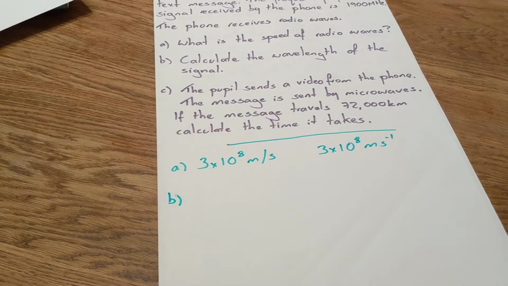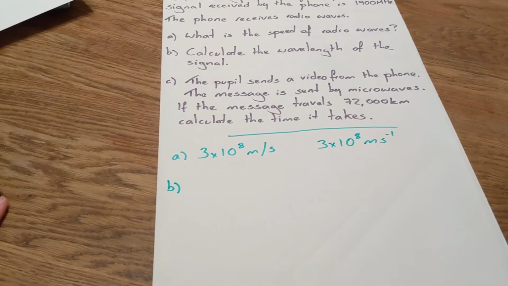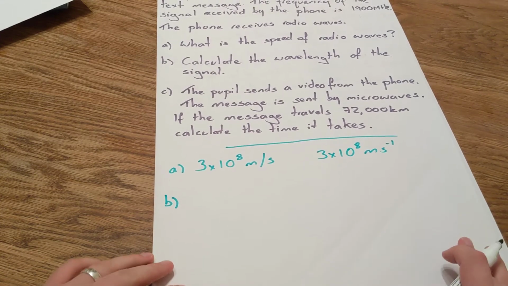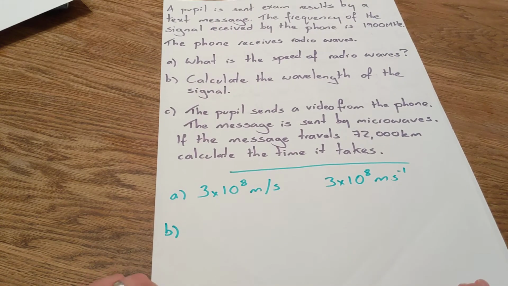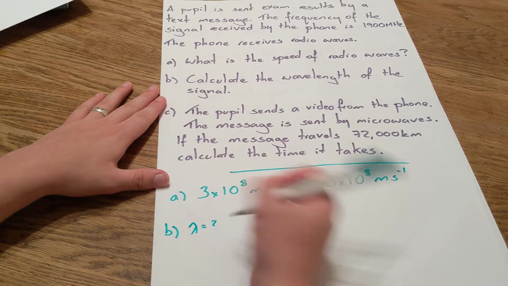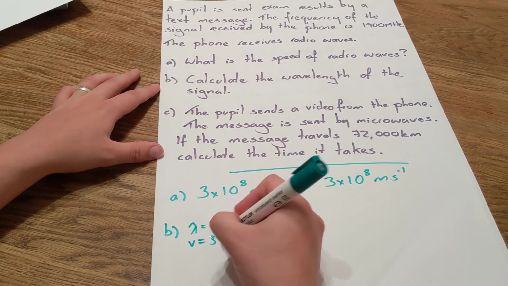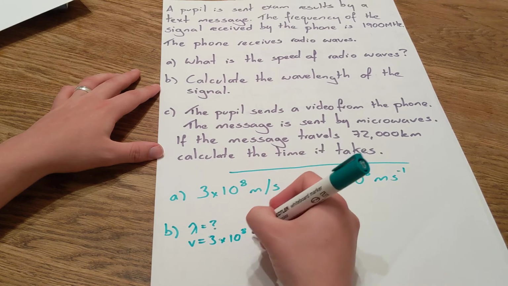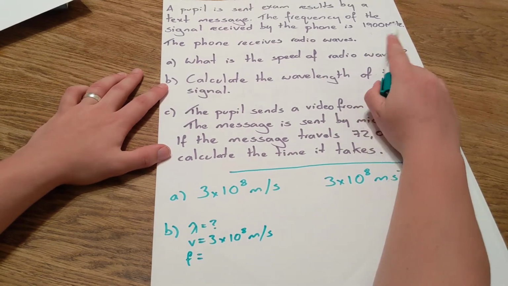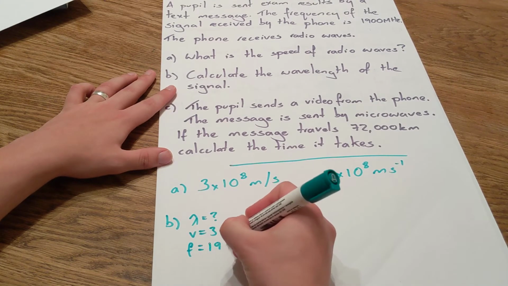B. Calculate the wavelength of the signal. This is a standard wave equation question, and what we always do for a question in physics is write down what we know and what we're trying to find out first. We're trying to find out the wavelength, which we don't know, so let's put a question mark. We know the speed, because we've answered that in part A. The speed is 3 times 10 to the 8. We also know the frequency, because it tells us up here that the frequency is 1900 megahertz.